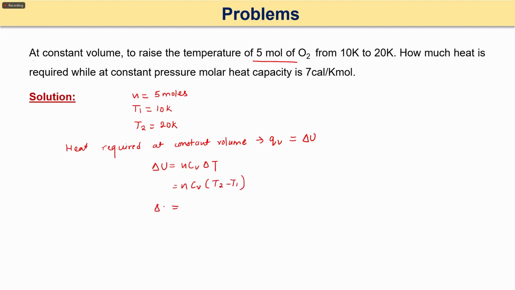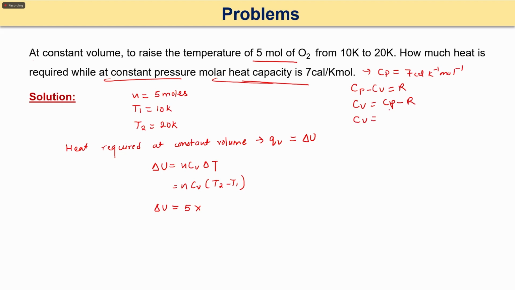Now let us calculate the delta U. Number of moles is given, 5. CV, we have to calculate the value of CV. We have given the value of molar heat capacity at constant pressure, which is nothing but Cp. Cp is given 7 calories per Kelvin per mole. If Cp is given, then let us calculate Cv. So we know the relationship between Cp and Cv: Cp minus Cv is equal to R. Now your Cv will become Cp minus R.